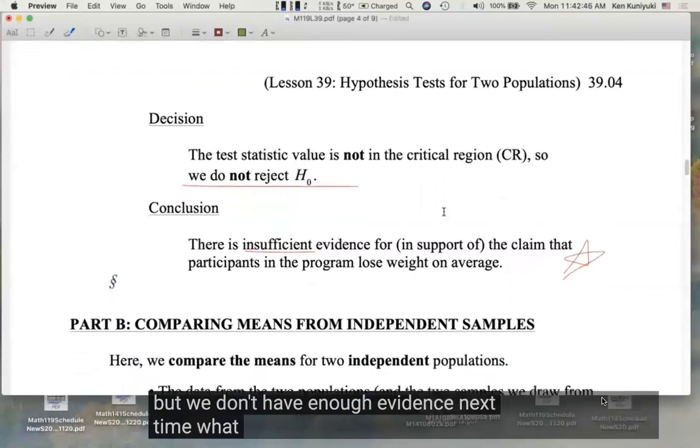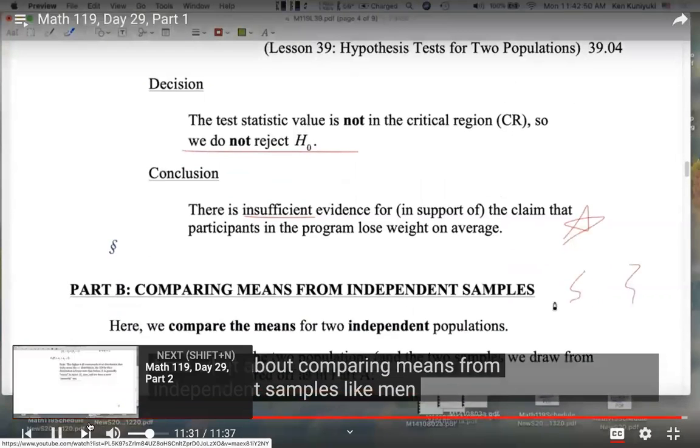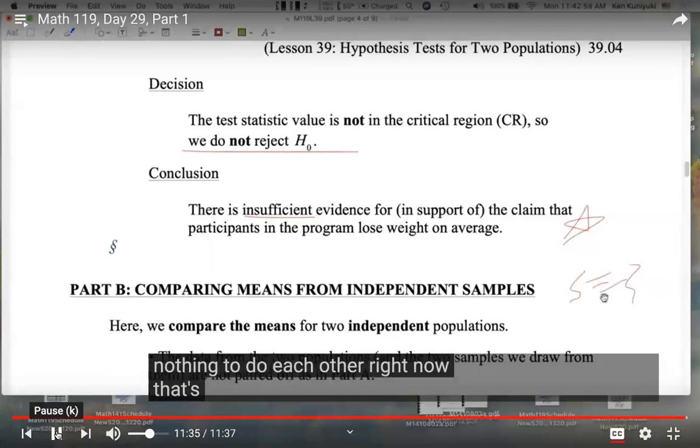Next time, what about comparing means from independent samples? Like men versus women who are single, so they have nothing to do with each other right now. That's next time. Now again, lesson 39 is not covered in your homework, but come on, this is like a whole chapter in a lot of books. But I don't want to bore you to tears because it's just an extension of basic ideas. So in 2 videos, we're covering 1 chapter, and I'm not really doing that on the homework anyway.